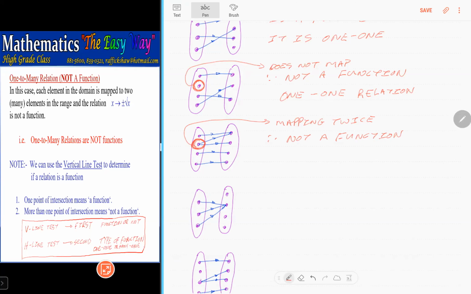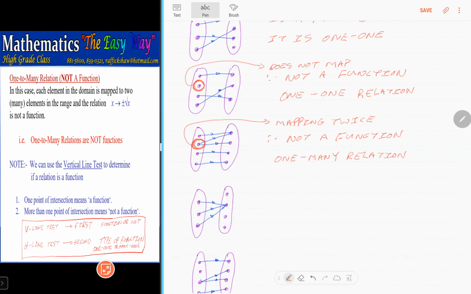Not a function. What kind of relation is it? One to many. Right. One to many relation. Very good, guys. Very good.